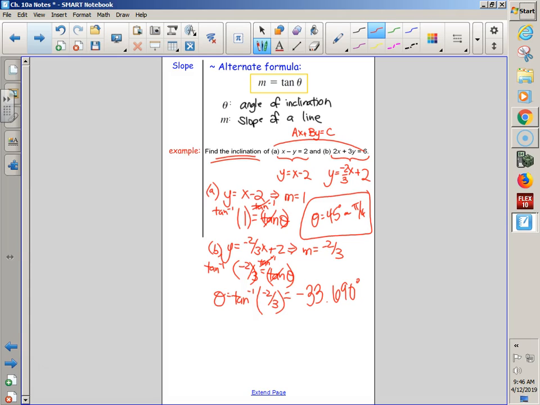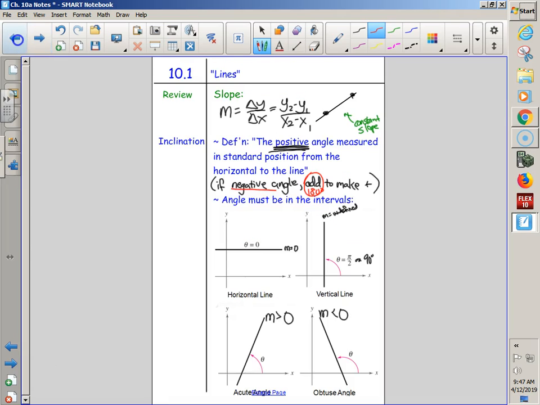Question. Why can't I box that answer? It's a negative degree. Oh. Okay, we just wrote a note about it. Right? Inclinations have to be positive. So if it's negative, add 180, but why? I don't get it.